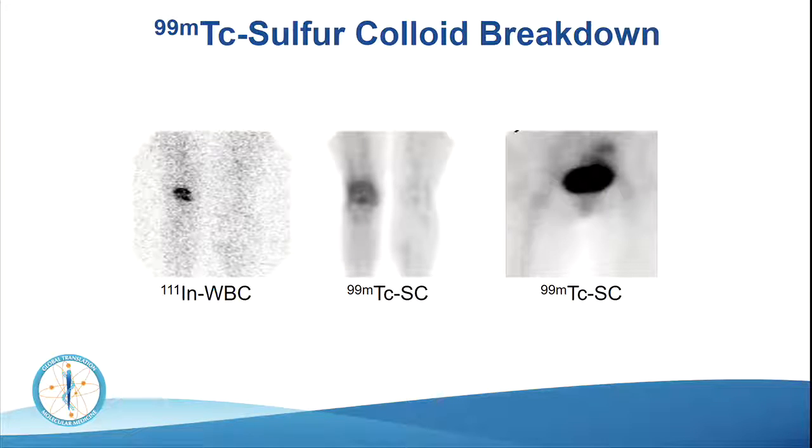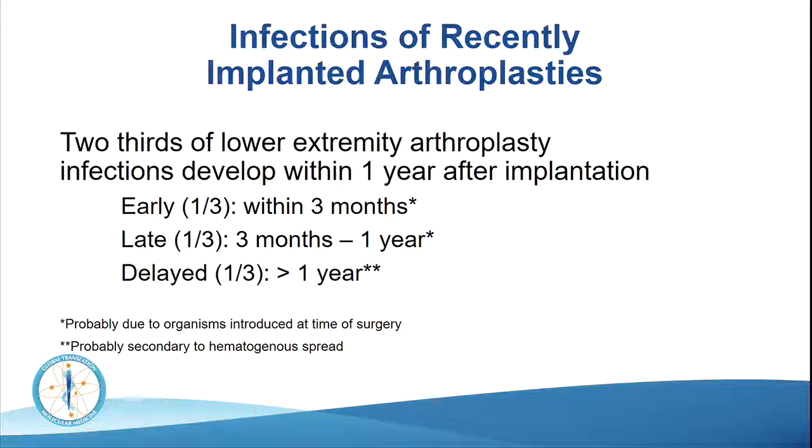In terms of quality control, occasionally the sulfur colloid preparation, for whatever reason, breaks down, and it can interfere with the interpretation of the study. A very simple quality assurance test is a 5-minute image of the pelvis and urinary bladder. Here you can see that there's a large amount of activity in the bladder with virtually no marrow activity in the pelvis, indicating that the sulfur colloid itself has failed, and it's not suitable for interpretation.